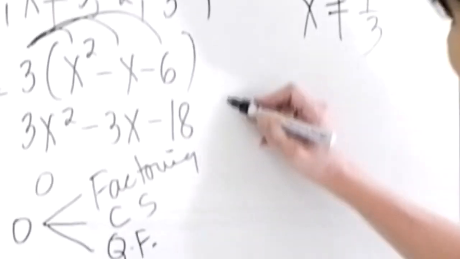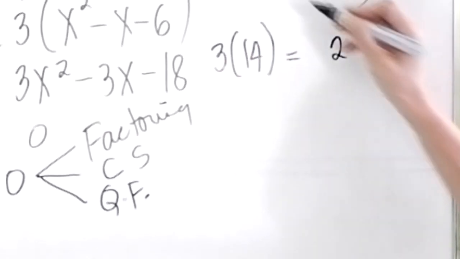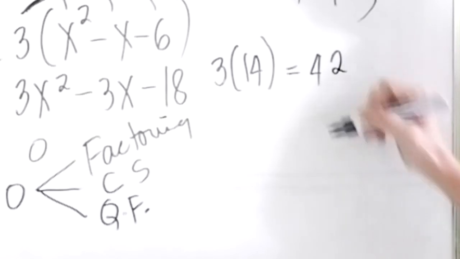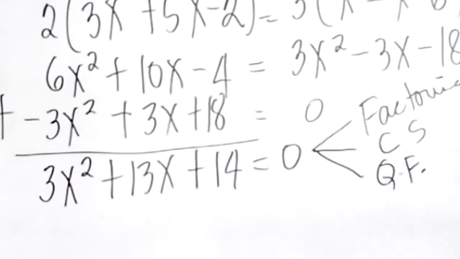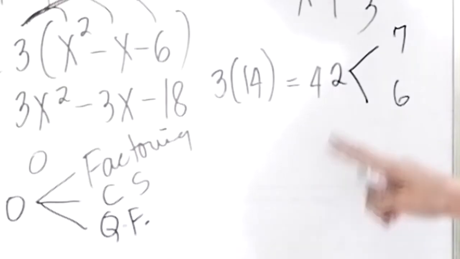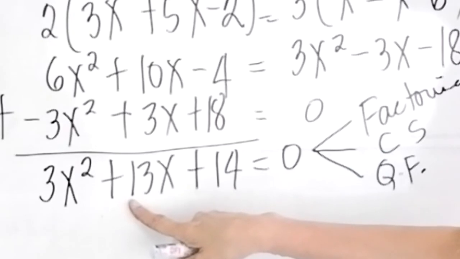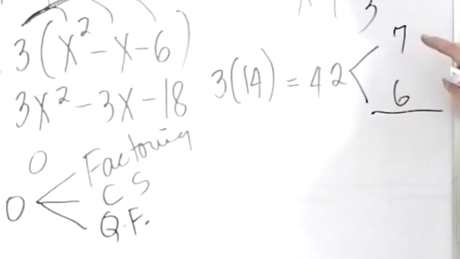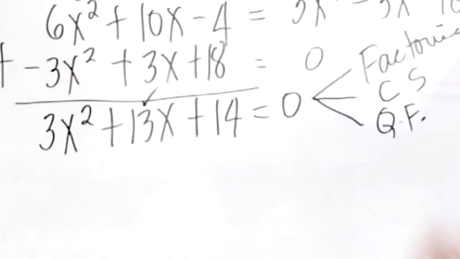3 times 14 is 42. Now, give me factors of 42 which, when added, will give us 13. 7 and 6, right? Both are positive. When you add them, you get 13. Factors of 42 again, so that when you add them, you get the middle term, which is 13. I repeated so that you will understand more.